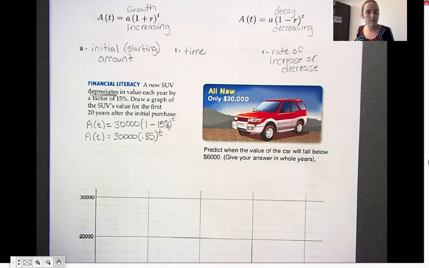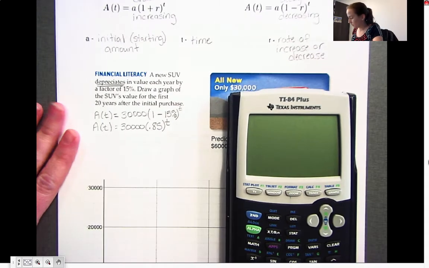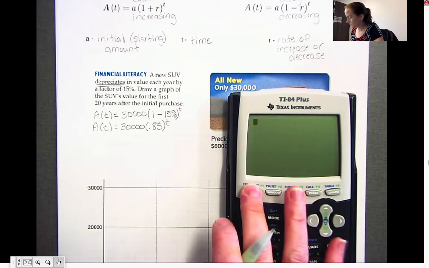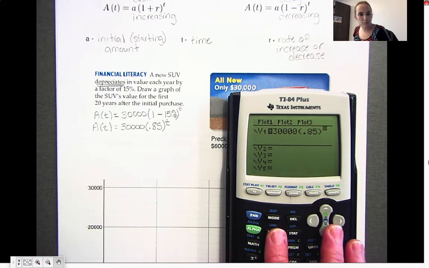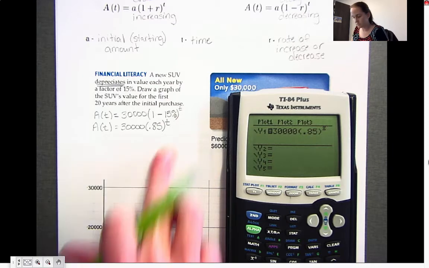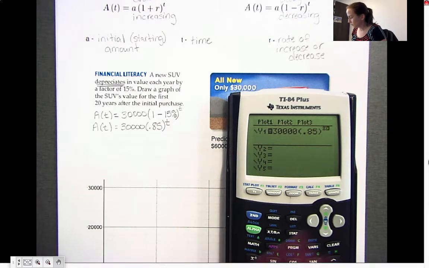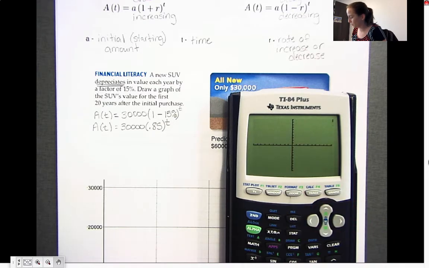Now you could just plug in values and work them out by hand, but no one really wants to do that. So take your calculator, go to y equals, and type in your formula, 30,000 times 0.85 raised to the power. Now, we don't have a t, but we're going to put x because that's our variable. That's what's changing. So x is the t value. Now, we can graph it. Let me make sure that my window is set normal.